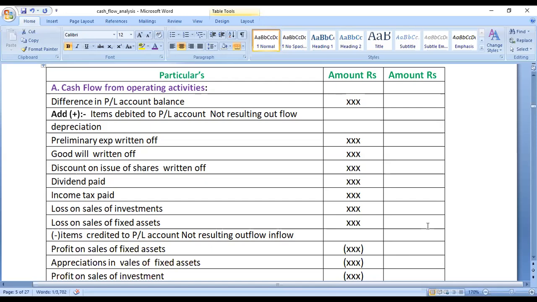Again, less, one minute my dears, less items credited to profit and loss account.